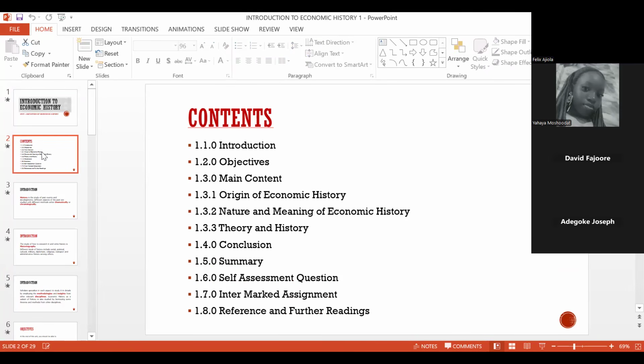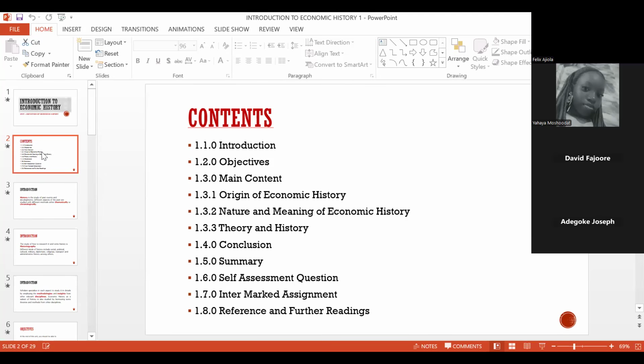So in this introductory topic, we are considering introduction to economic history, where we look at the definitions of economic history. I wouldn't mind if everybody can type their names and their matric number in the chat box so that the course rep could help me extract it, copy them, and send to me after the class, so as to have a record of class attendance.